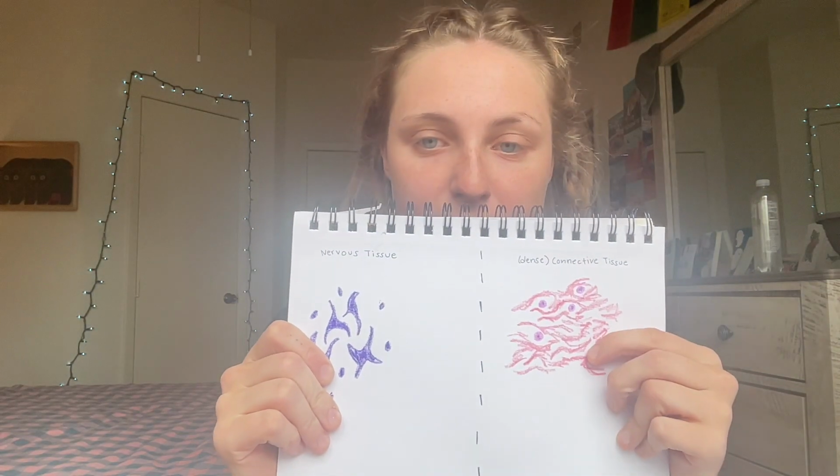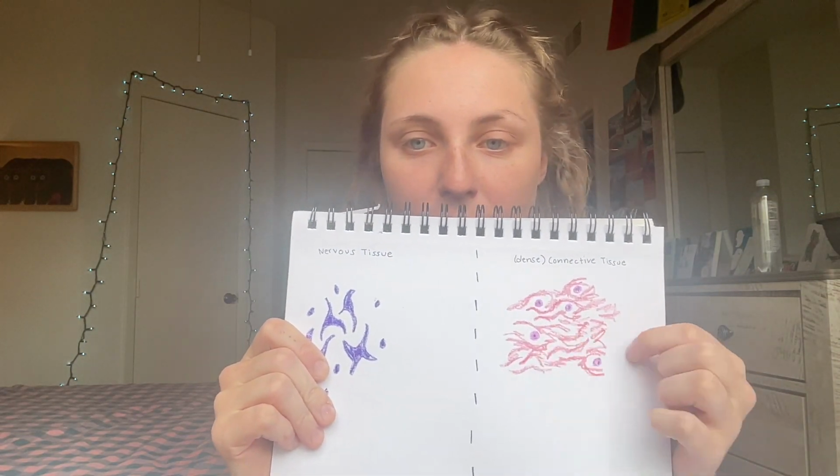The next characteristic is how much extracellular matrix is in each of the tissues, which I kind of already touched on. Connective tissue is going to have a whole lot of extracellular matrix, while nervous tissue is not going to have a whole bunch of extracellular matrix.